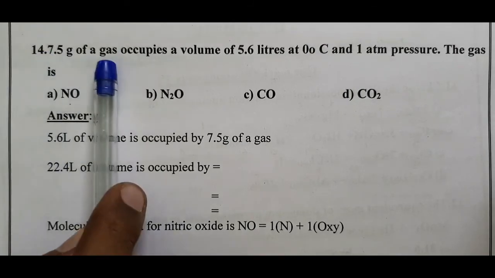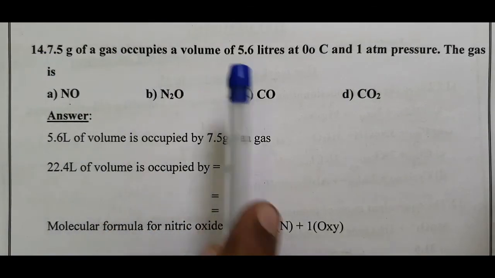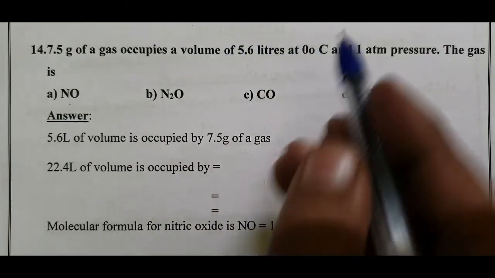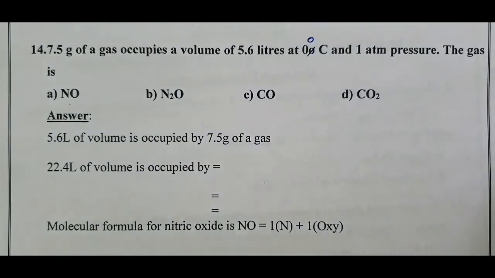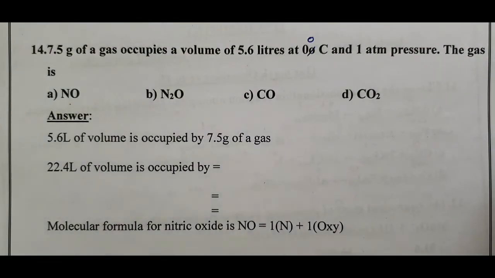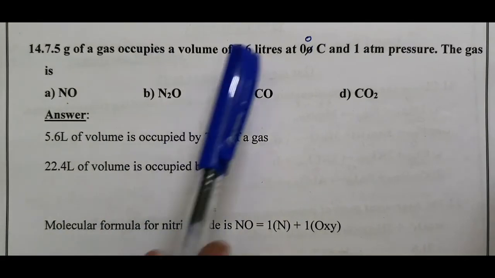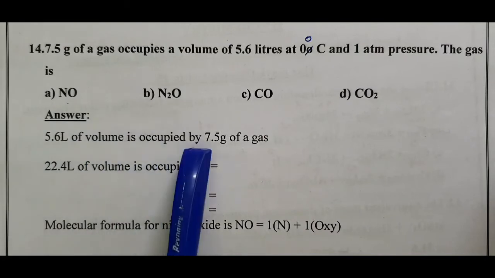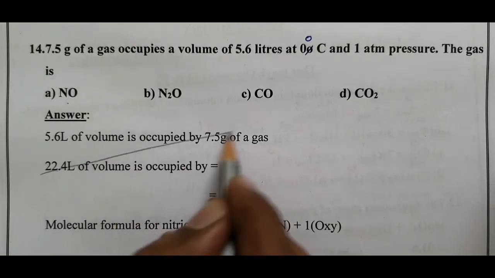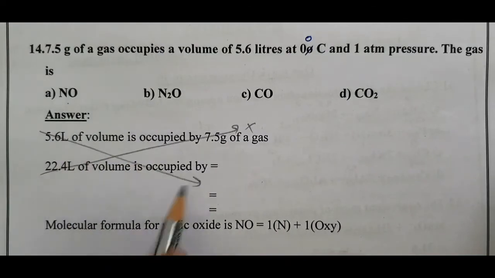7.5 gram of a gas occupies a volume of 5.6 liters at 0 degrees Celsius and 1 atmospheric pressure. The gas is nitric oxide, nitrous oxide, carbon monoxide, or carbon dioxide. From the question, 5.6 liter volume is occupied by 7.5 gram of gas. Now, the molar volume, 22.4 liter of volume, is occupied by how much? Cross multiply and divide.